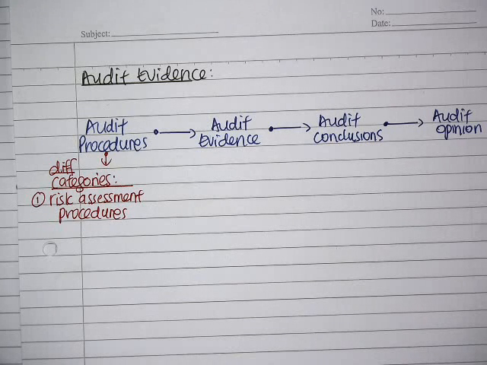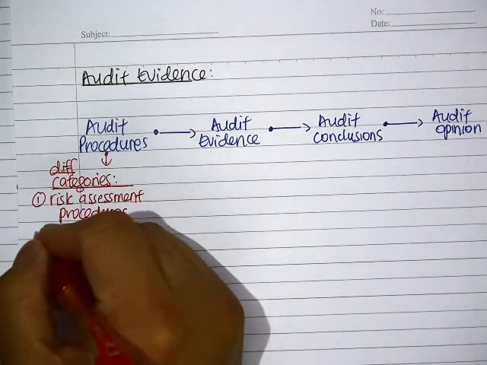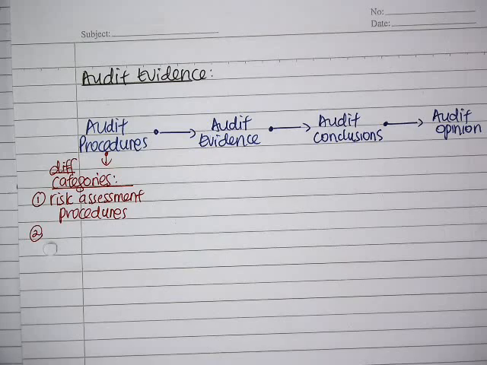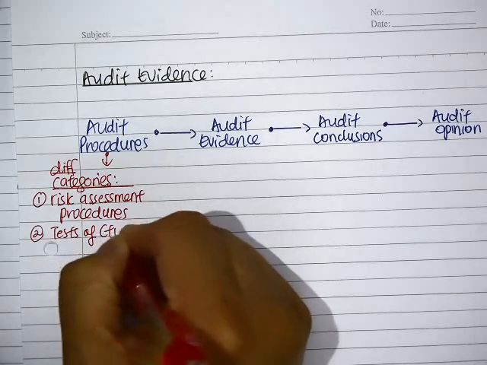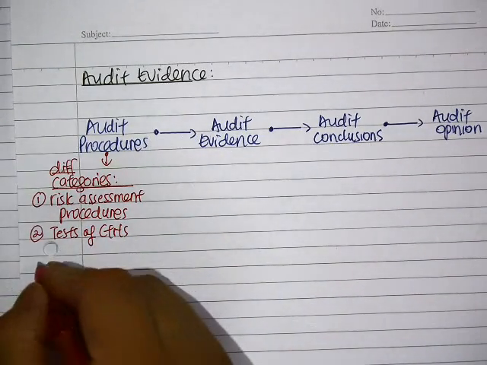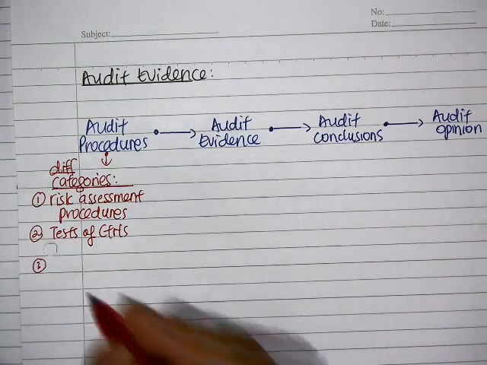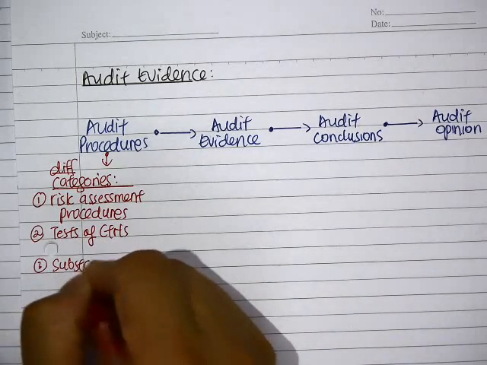Combine and substantive. Can you see now? So what's combine? Yes, test of control and substantive procedure. So this is the thing that we need here. If you do risk assessment, you might come to combine. Combine means you're going to have test of control procedure and you're going to have substantive procedure.